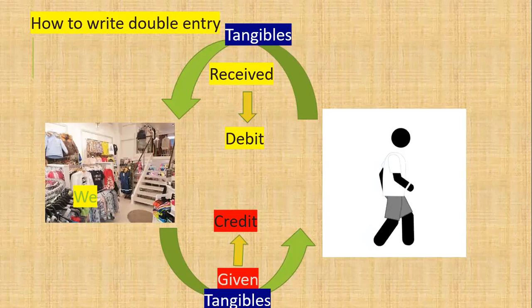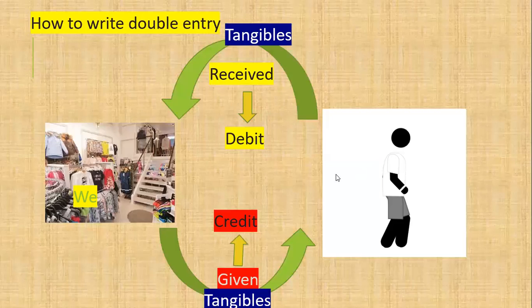Without switching on the mic, everyone together. 1, 2, 3. Cash given, credit to cash account. Furniture given, credit to furniture account. Likewise, can you write 5 and send a message again? Done. Quickly, make it fast.